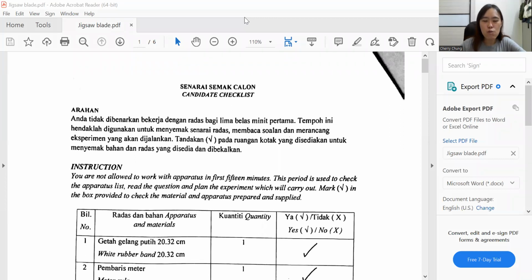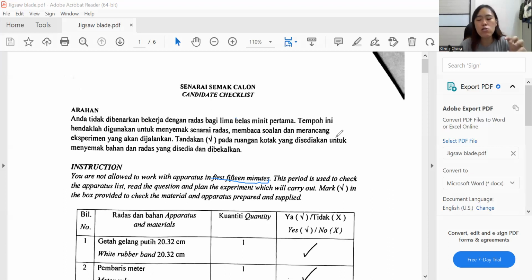That's why here you will be given 15 minutes to check the apparatus. This period is used to check the apparatus list, read the questions, and plan the experiment which will be carried out. Which means that for this trial Amali, you will be given 2 hours and 15 minutes to carry out the experiment.